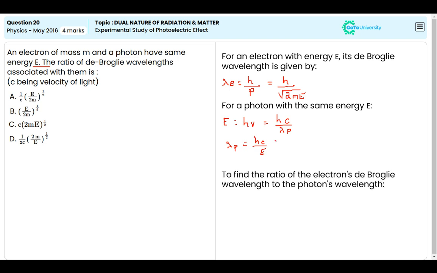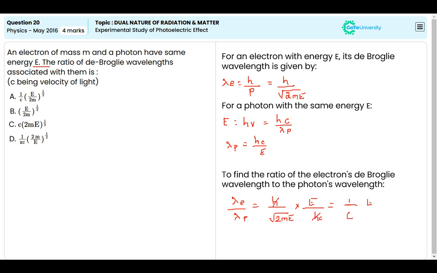Then to find the ratio of the electron's de Broglie wavelength to the photon's wavelength, that is lambda_e divided by lambda_p is equal to h divided by under root of 2mE, into E divided by hc, because this is reciprocal. Then we get the value 1 divided by c, this is the constant, and h will get cancelled.